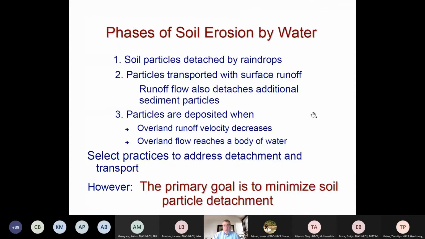The number one resource concern that we have in cropland is soil erosion by water, and the reason is we disturb large fields, millions of pounds of soil. Some of that soil gets loose and causes pollution and degrades the soil resource base. So I want to begin with an introduction on how soil erosion by water happens. Soil particles become detached from the soil surface when raindrops hit it. This is the number one initiator of soil erosion.